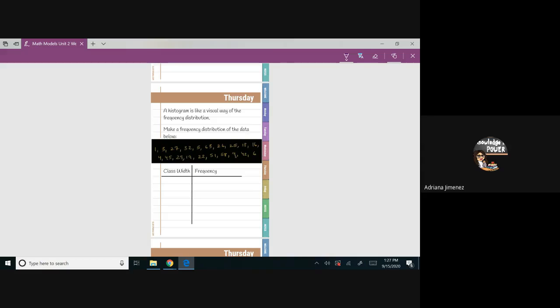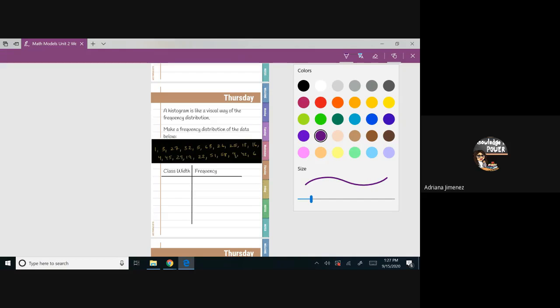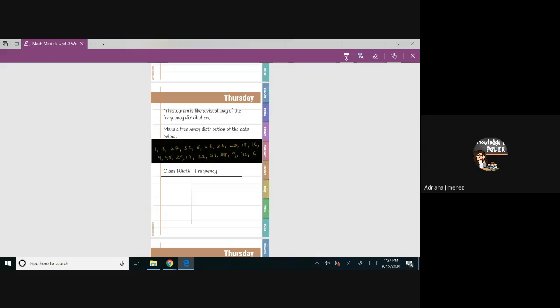All right. A histogram is a visual way of showing the frequency distribution. Make a frequency distribution of the data below. We're going to do exactly what we did above, but we're going to use these numbers. So we figure out what's the smallest, which is 1, and then the largest number, which is 63. So I do 63 minus 1 is 62, and I figure out how big I want this to be. How many sets do I want? Remember they said it's good to have between 5 and 7.